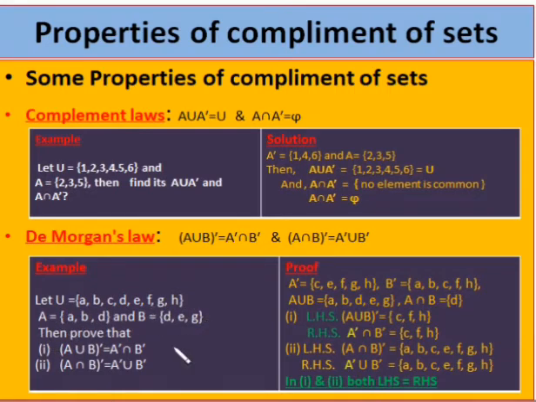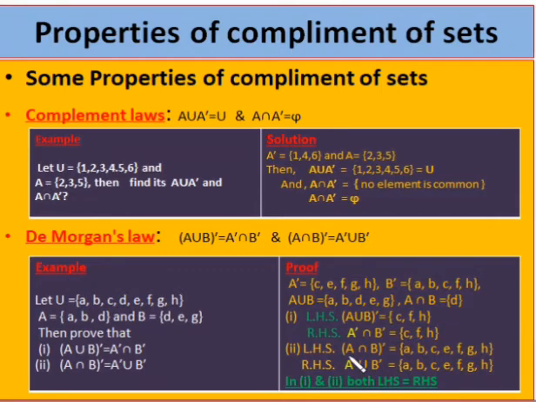Now we are going to prove these facts. First we find the A complement, C, E, F, G, H, and B complement, A, B, C, F, H. Then we find A union B and A intersection B. Now for (A union B) complement, we remove these elements from U and get C, F, H. A complement intersection B complement is also C, F, H. Both are equal.